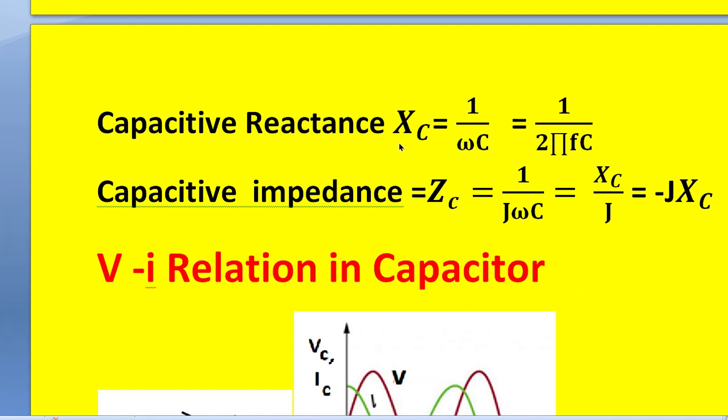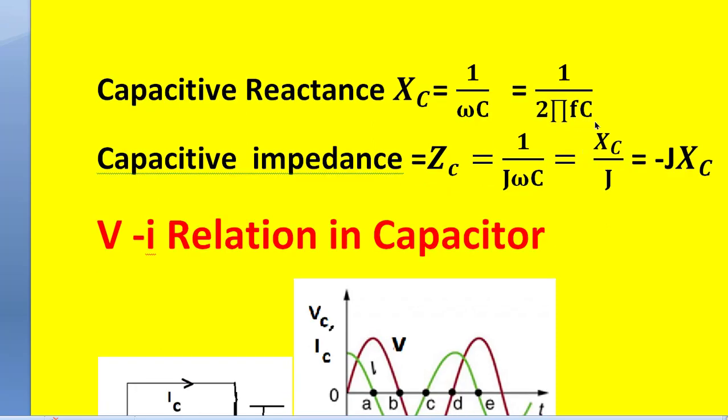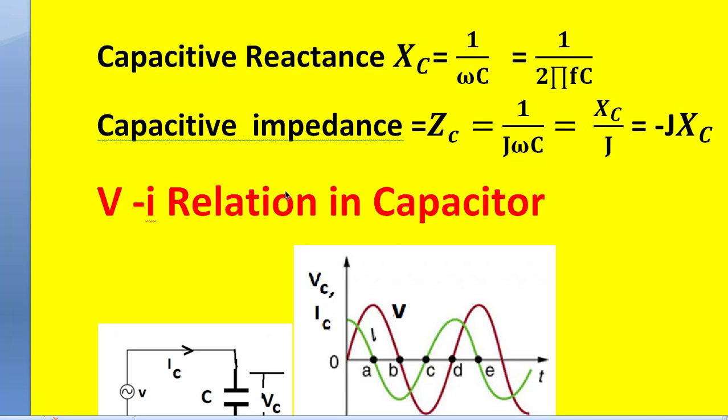So if we calculate the capacitive reactance, it is represented by Xc, then we get 1 by omega C. This 1 by omega C we can write as 1 by 2 pi F C, where F is the supply frequency. And capacitive impedance is given by Zc, and it can be found like this: 1 by j omega C, and we know 1 by omega C is nothing but Xc, divided by j. Multiply numerator and the denominator with j, then we get minus jXc.